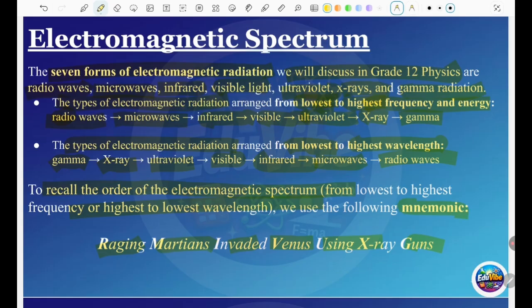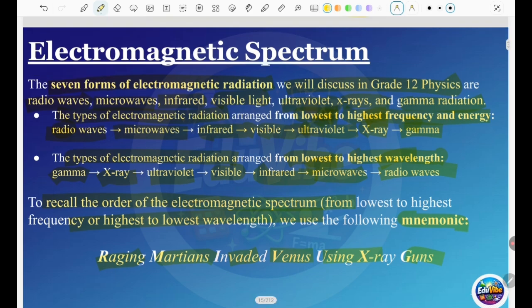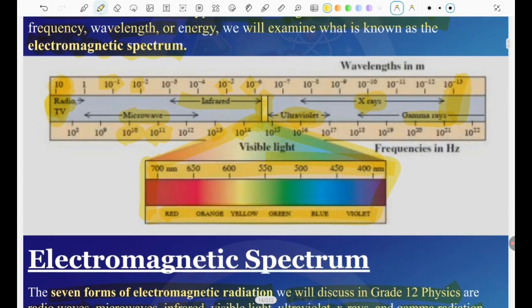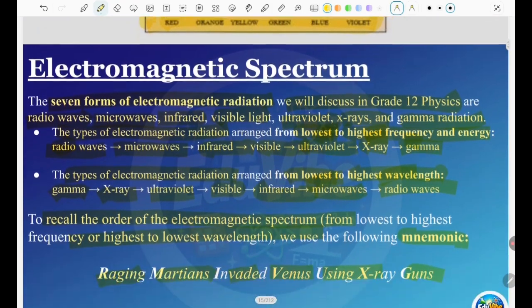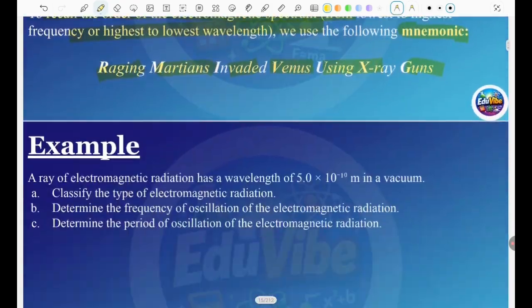If you want to memorize this, you can. From this you will know about the lowest to highest frequency and energy. Then you have to reverse this, and you get to know about the lowest to highest wavelength. But some number ranges you have to know, like from 10 raised to minus 1 to 10 raised to minus 4. That range you have to know from everything. So that's the thing you have to know in this.